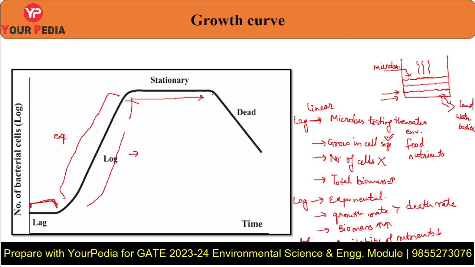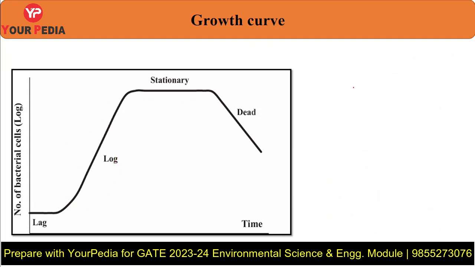In stationary phase, the growth rate is equal to the death rate. The growth rate of the microbes is equal to the death rate. The number of cells that are being produced in this phase equals the number of cells that are being destroyed, that are dying also, right? So there's no net growth, or we'll call it, an equilibrium is reached here.